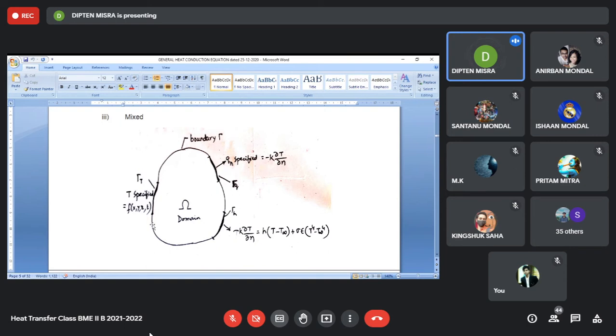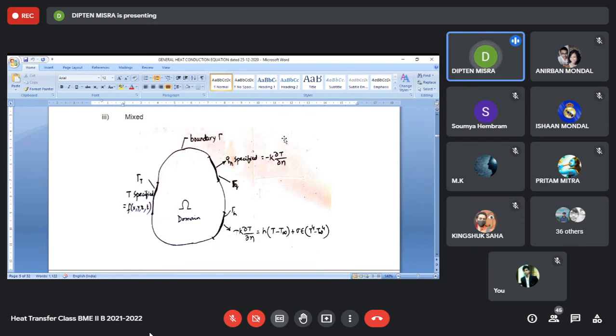So if some part of the body, if we know that it is insulated, then it basically comes under the category of known heat flux or known temperature gradient. If some part of the boundary is insulated, then what is the gradient of temperature? It will be 0, because heat flux equal to 0, and that is equal to minus k into del T del N. So del T del N is equal to heat flux by minus k. So heat flux is 0, that means del T del N is also equal to 0.